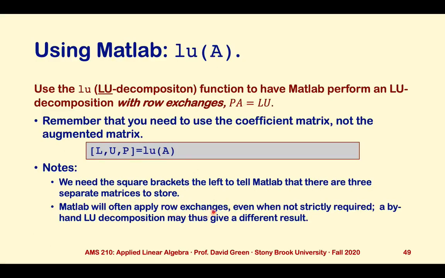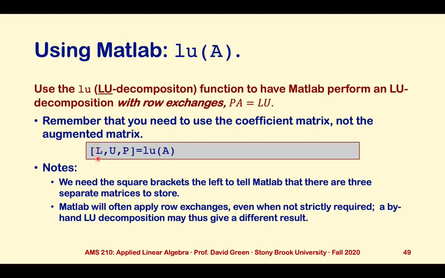This means two things. First of all, a by-hand decomposition may give a different result, and you always need to keep the permutation matrix around. You need that. Once again, LU decomposition is something we do on a coefficient matrix, not on an augmented matrix. Remember that. The basic syntax is a little bit different here because we're going to get 3 different matrices as an answer instead of just one.